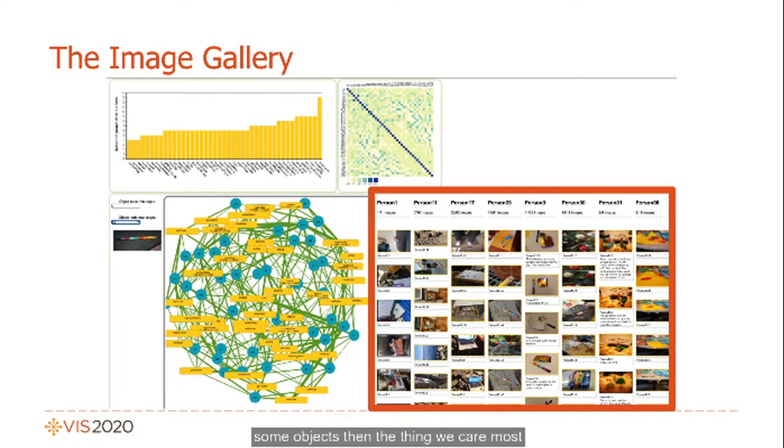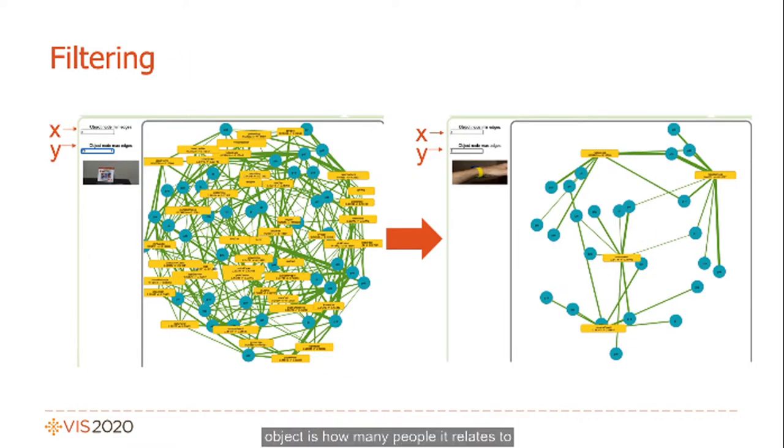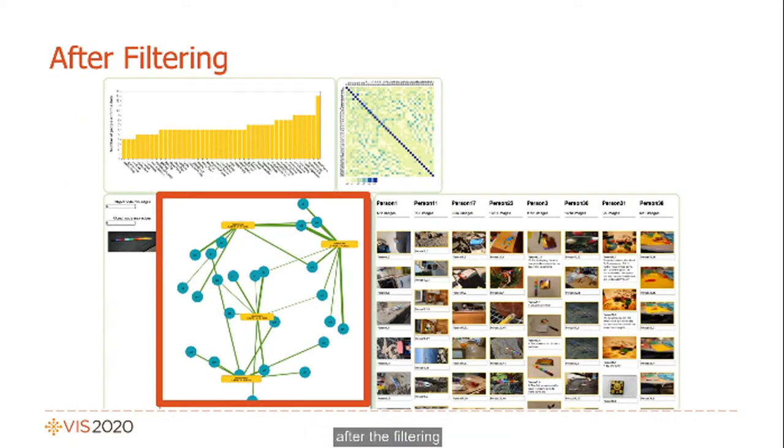Then, the thing we care most about an object is how many people it relates to, because the totem we want to find relates to exactly 8 people, so we added 2 filter bars to the panel to filter out any object nodes and the related people nodes if the object node has fewer than X or more than Y related people. Both Y and X are user-specified numbers. The filterable graph itself can handle tests 3 and 4 very well, as can be seen here. And this is how the graph looks after the filtering.